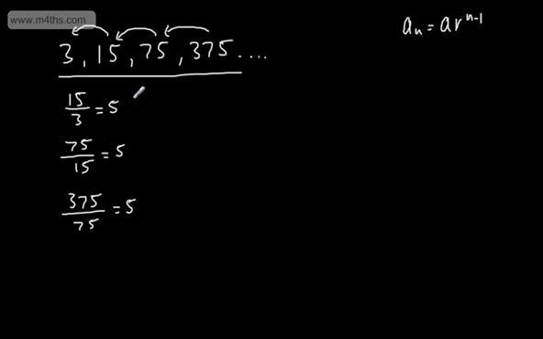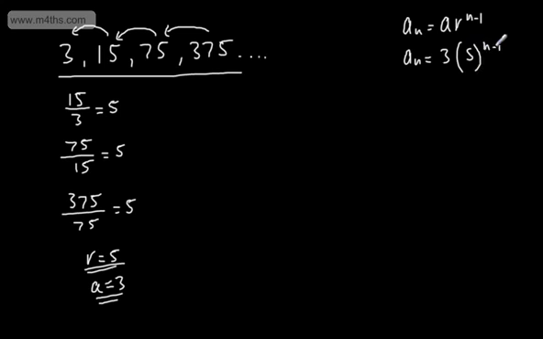So from this we can see that we've got a common ratio of 5. So the common ratio is going to be 5. Our first term is going to be 3. So we can say that A is going to be equal to 3. So we could say now the nth term is going to be A, which is 3, multiplied by 5 to the power of n minus 1.